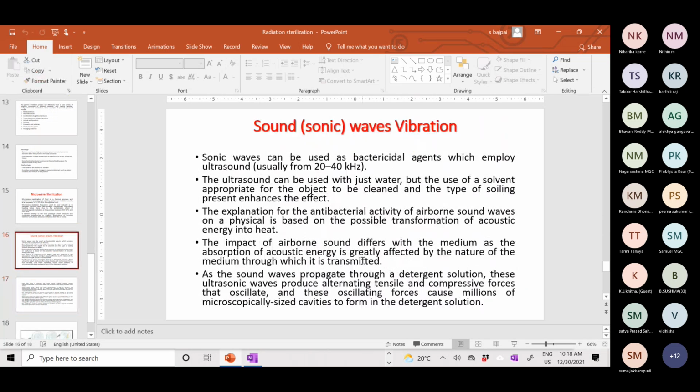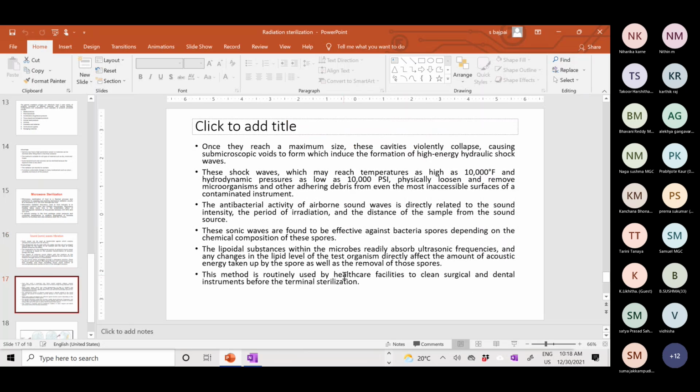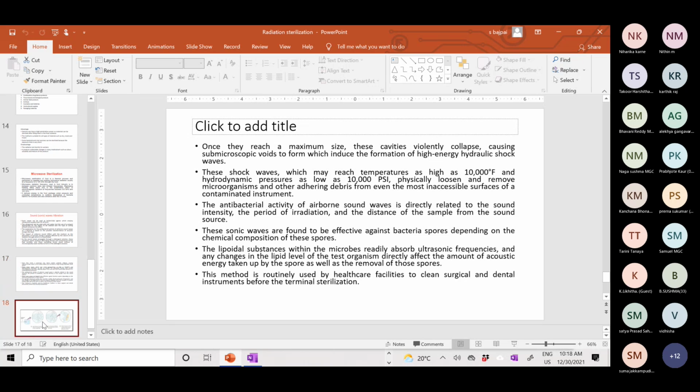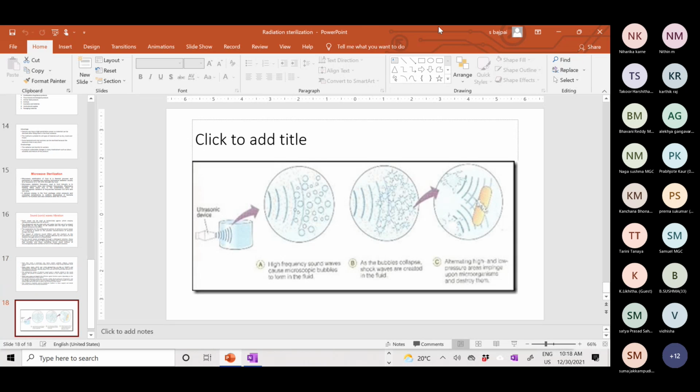Then we have seen the sonic waves, where acoustic waves are produced. Then these acoustic waves produce the hydraulic shock waves, and these shock waves are used for the sterilization. Okay, so this was all about your irradiation process.